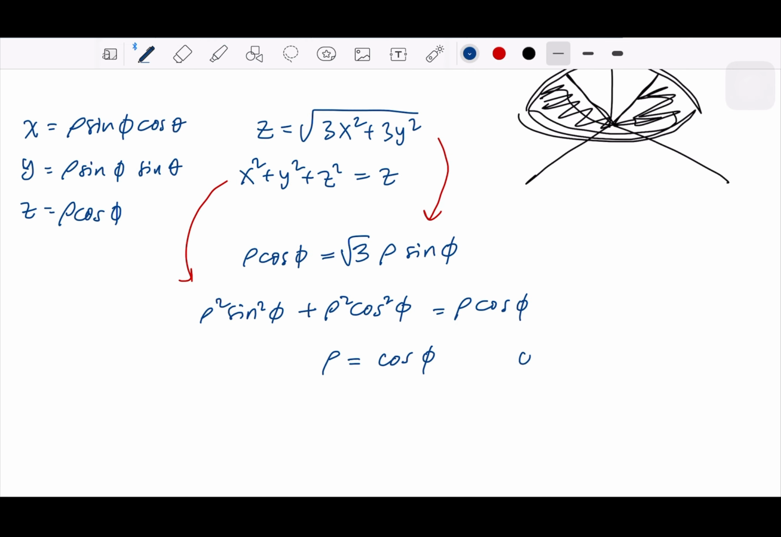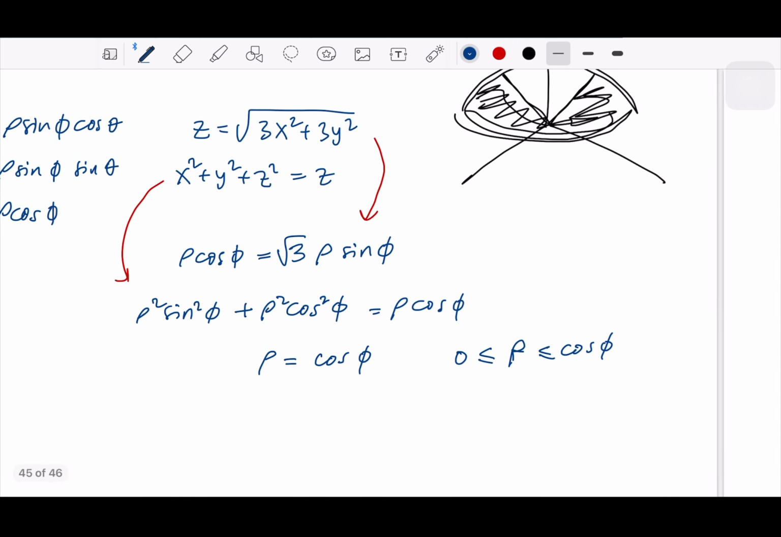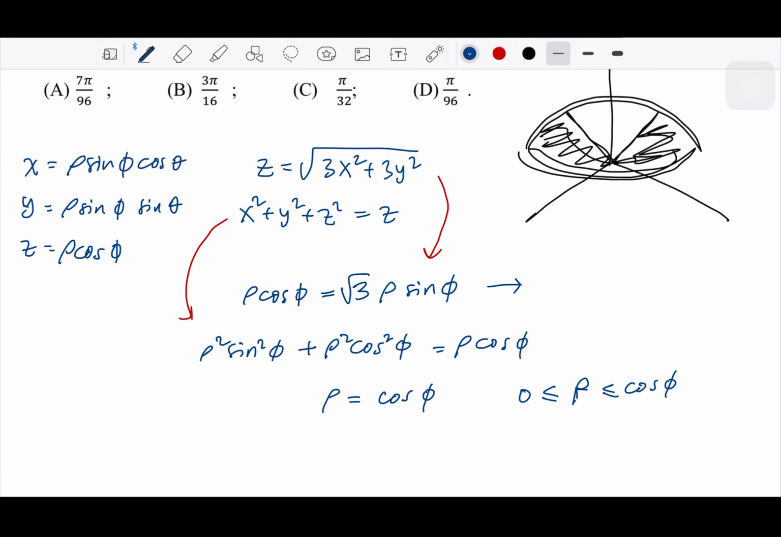So rho goes from 0 to cosine phi. And then for the cone, tangent phi is equal to 1 over the square root of 3, not square root of 3, sorry, it's 1 over square root of 3. This results in phi being pi over 6.